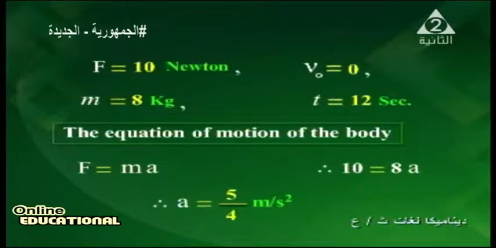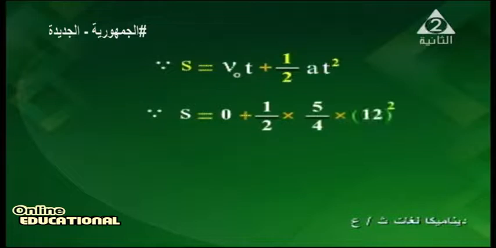What is the distance traveled after 12 seconds? We know that S equals V naught T plus half a T squared. Then S equals V naught times T, 0 times 12 equals 0, plus half times the acceleration a, 5 over 4, times T power 2, 12 power 2. Then S equals 90 meter. Then the body traveled a distance equals 90 meter after 12 seconds.